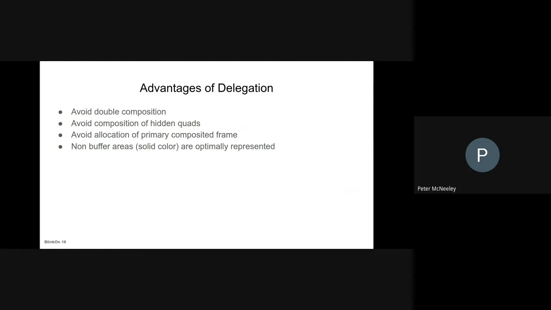Also, some of the quads don't even have buffer backings. They don't have any memory associated with them, and they're in fact only solid colors. This is more common on the web than one might think. Delegation allows us to simply forward these color quads with minimal CPU overhead and zero GPU cost.